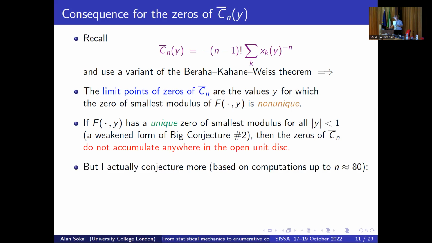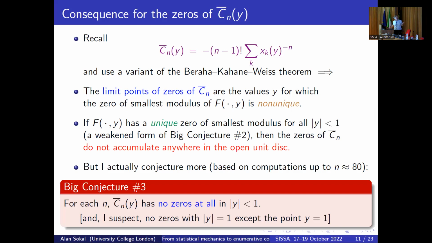But actually, I think that more is true. I've computed them up to about n equals 80. I believe that for each n, these polynomials have no zeros at all in the open unit disk. Not just a question of n going to infinity. At fixed n, they don't have any zeros in the open unit disk. In fact, I believe they don't have any zeros in the closed unit disk, except at the point y equals 1, where they do have zeros. So that's my big conjecture 3.